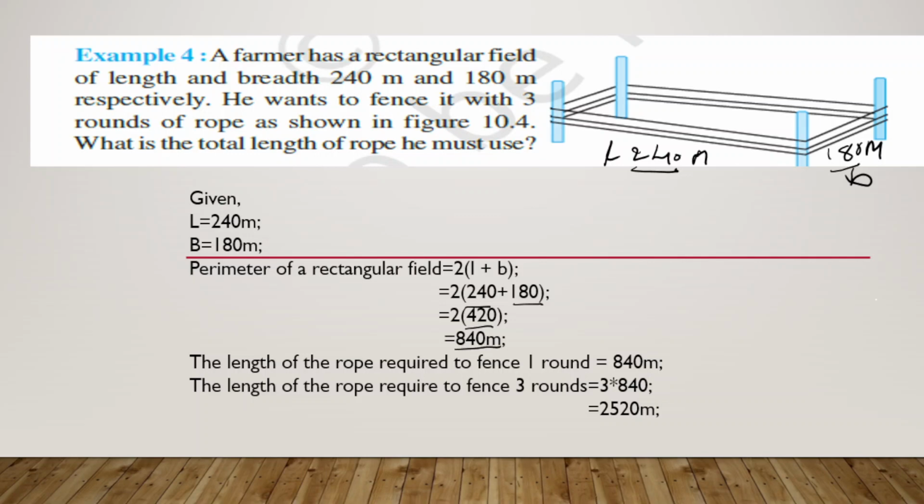This is for one round. This is the length of the rope required to fence one round. For one round it is 840 meters. We need to find it for 3 rounds. So the length of the rope required to fence 3 rounds is 3 into 840 meters, that is 2520 meters. So for 3 rounds the farmer required 2520 meters of rope.